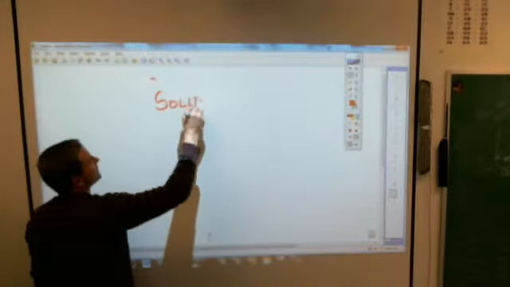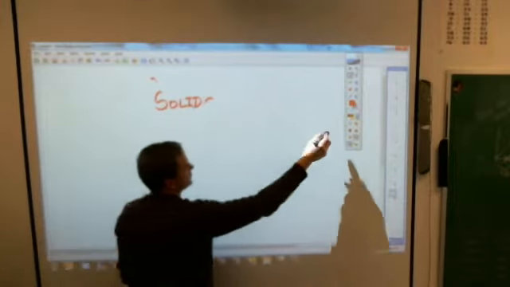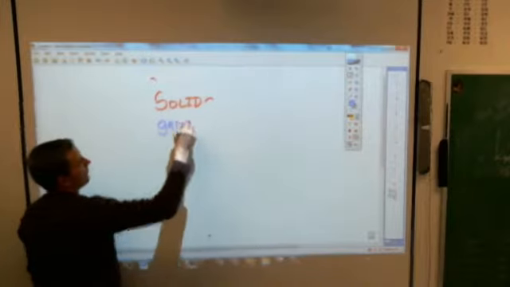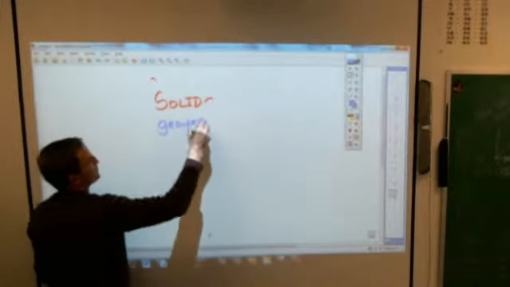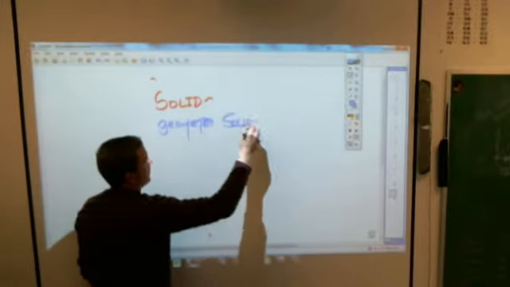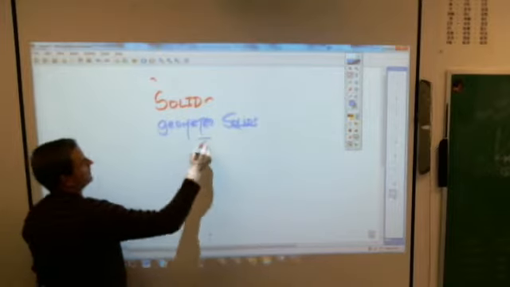Let's try this one more time. All right. Something's going to be up here. Also known as geometric solids. And these are fun because they are three-dimensional.